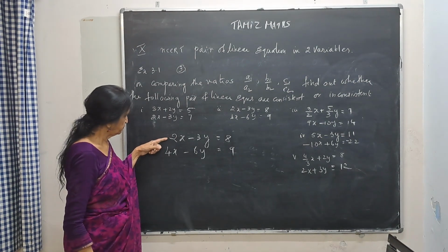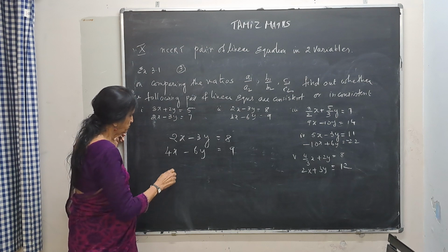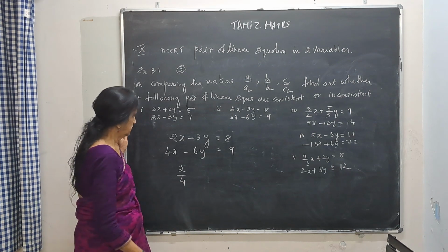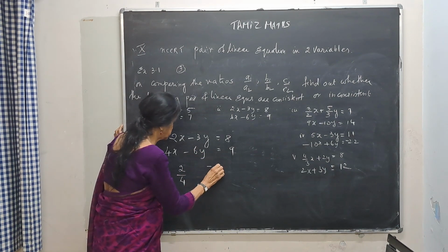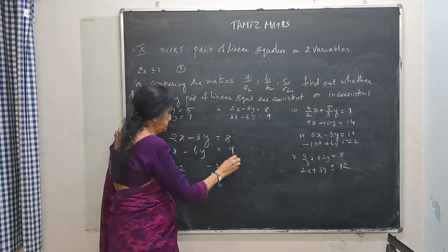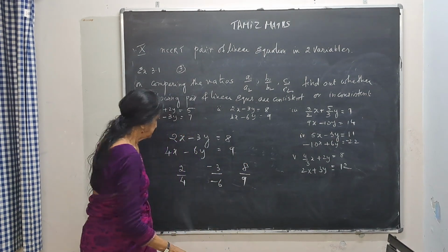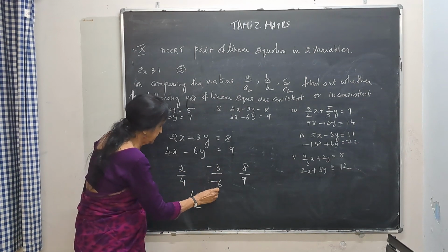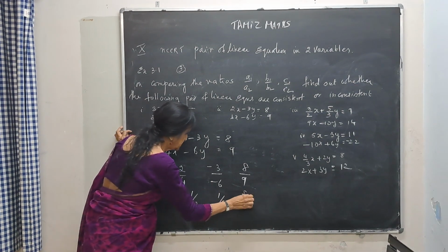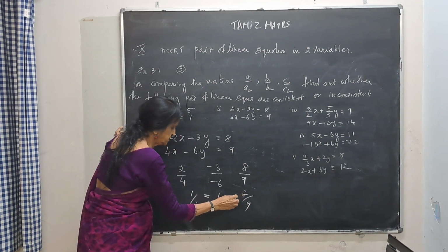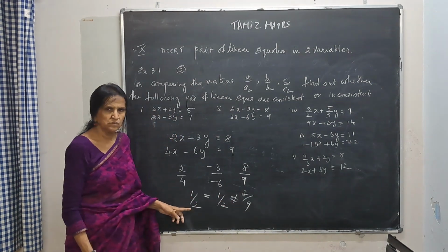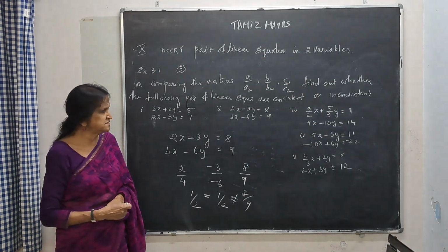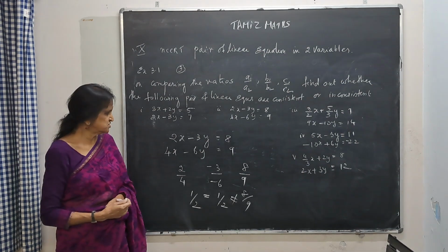Subdivision 2. Now look here. 2 by 4, and this is minus 3 by minus 6, and this is 8 by 9. 2 by 4 is 1 by 2. Minus 3 by minus 6 is 1 by 2. And this is 8 by 9. This is equal and this is not equal. So A1 by A2 is equal to B1 by B2 and that is not equal to C1 by C2. That means it is not consistent. It does not have a solution.